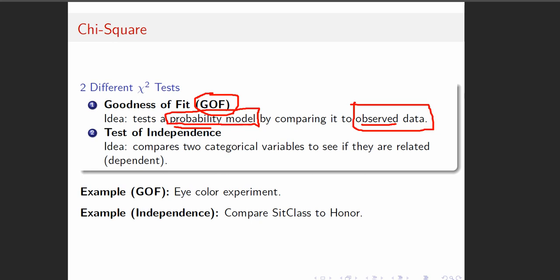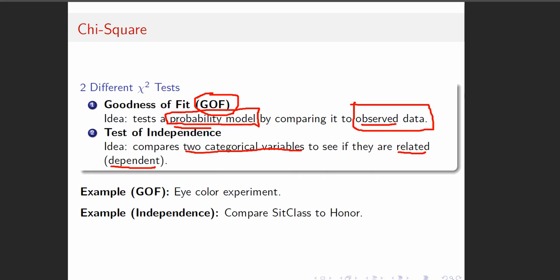Now, what does the test of independence do? It compares two categorical variables to see if they are related. And in statistics speak, we call that relationship a dependence. Remember that your scatter plot in linear regression checks to see if two numeric variables are related. The chi-square test of independence checks to see if two category variables are related. If category variables are related, we call it a dependence. And if numeric variables are related, we call it a correlation.